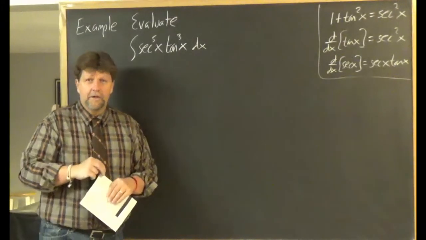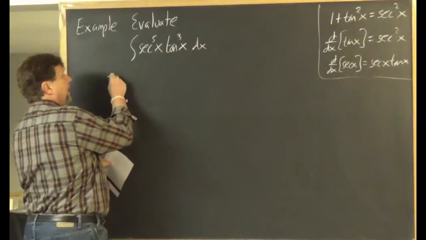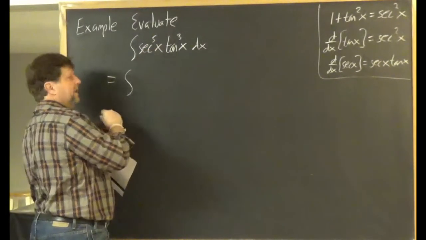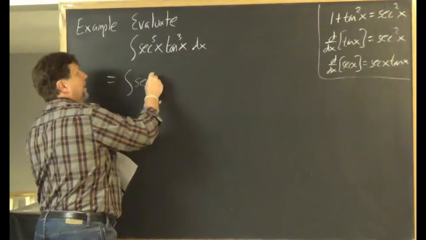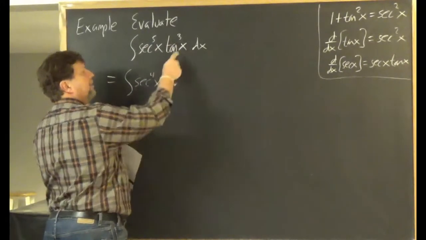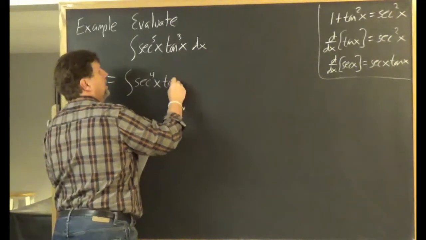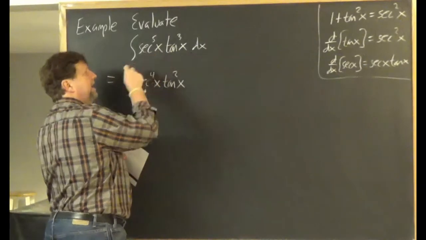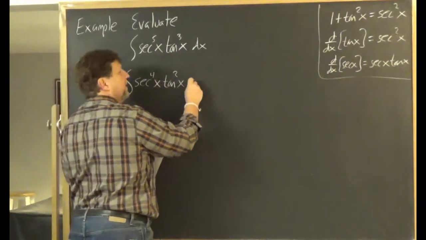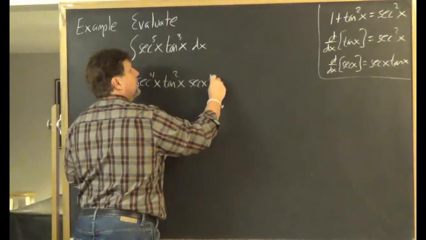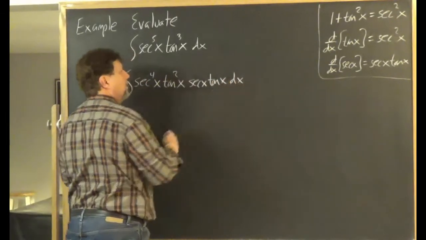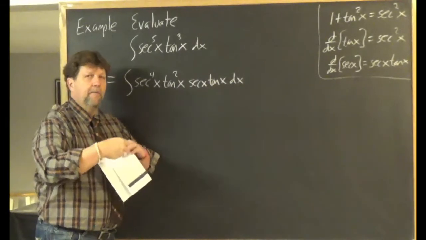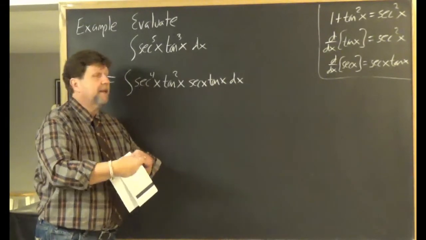And I also notice the following. If I rip a factor of secant out of secant to the 5th, I make that secant to the 4th. I rip a factor of tangent out of tangent cubed, so I make that tangent squared. So I'm ripping a factor of secant x out of here, a factor of tangent x out of here.